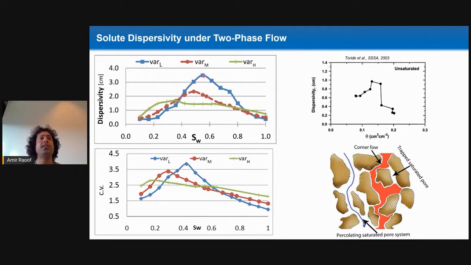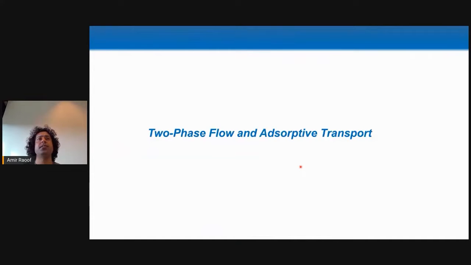For example, with this, you can decide that injecting any chemical in the porous materials can be done under specific saturation if you want to maximize the spreading of that chemical in the subsurface. These are, for example, the typical applications that you can take from such models.